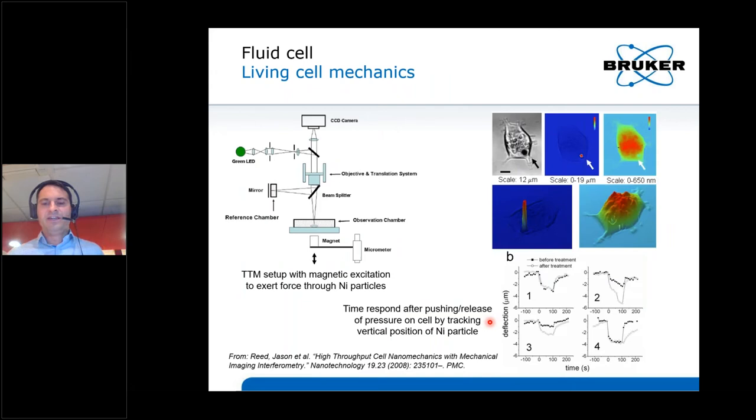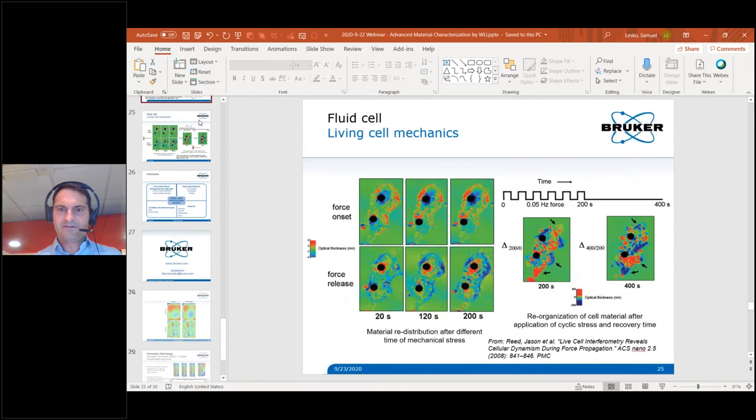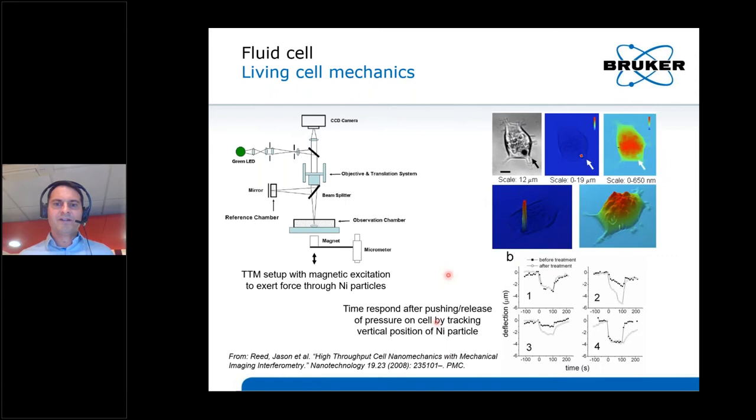Whenever you work in liquids and combine this with temperature control, then you can start to play with living cells. This was the case for a team from California, and they grew living cells onto a cover slip and put them into an observation chamber. The idea was to disperse some nickel beads so that you could potentially press on the cells by bringing a magnet in and out.